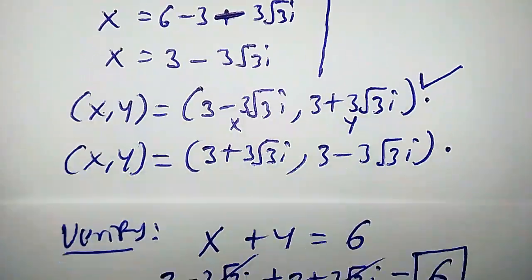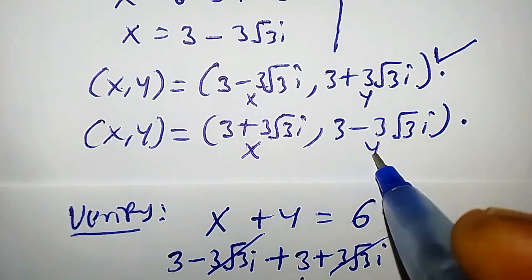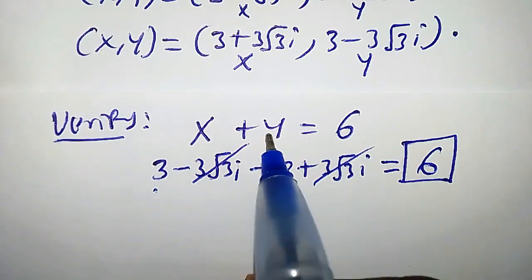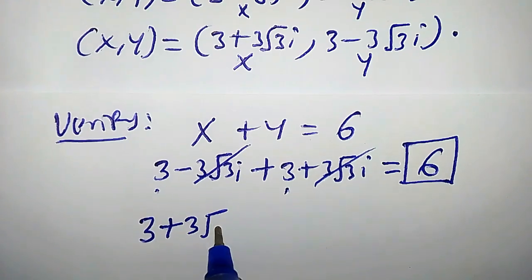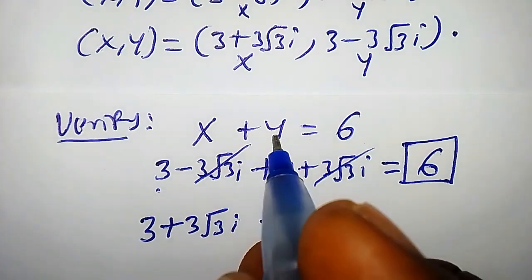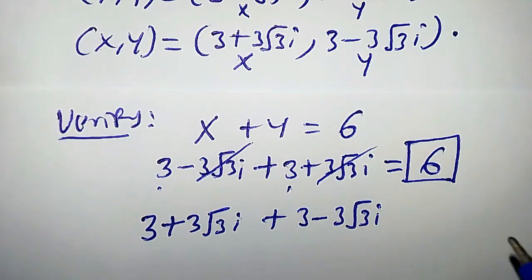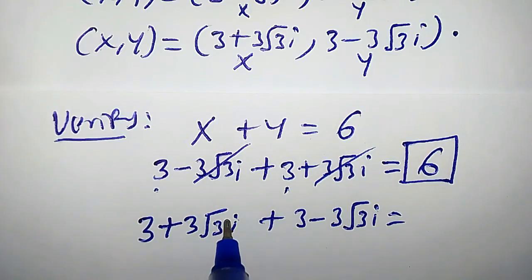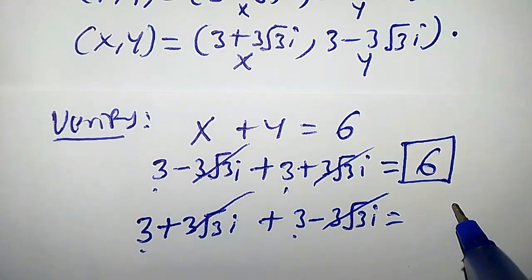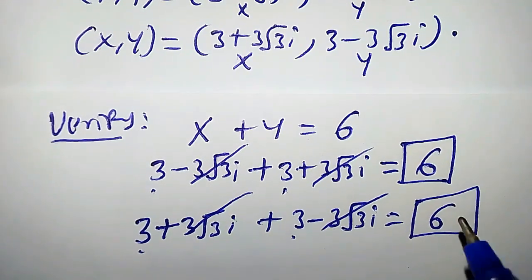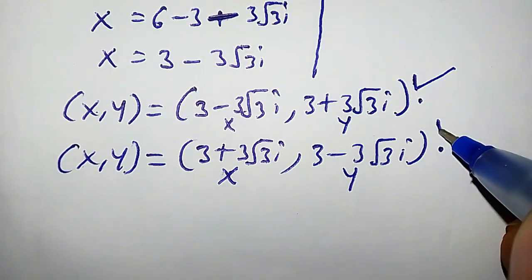Now, let's verify the second solution that we have here. Similarly, this is x, this is y. Plugging these values into this left hand side, we are going to have 3 plus 3 root 3i plus, what is y? This is y, 3 minus 3 root 3i. This is equal to, clearly, 3 root 3i minus 3 root 3i, that is 0. 3 plus 3, that is 6. This is also exactly what we have on the right hand side of this equation. That means, indeed, the second solution is also correct.